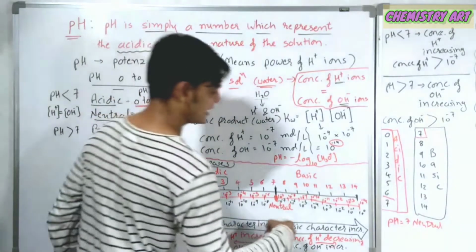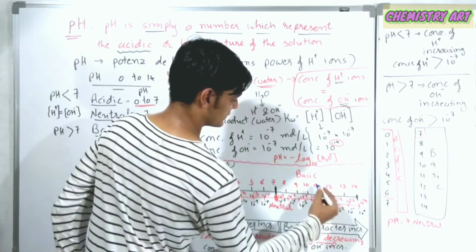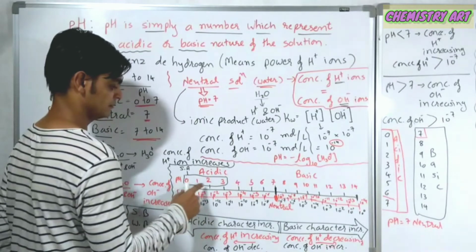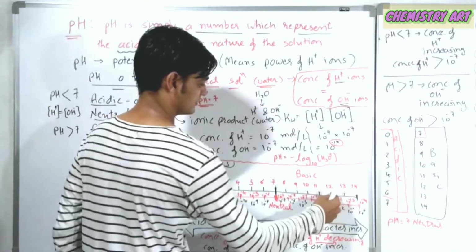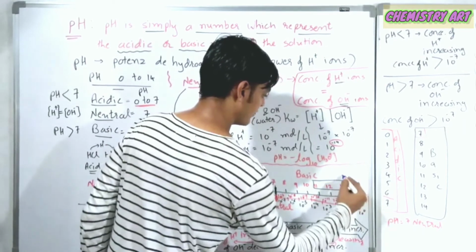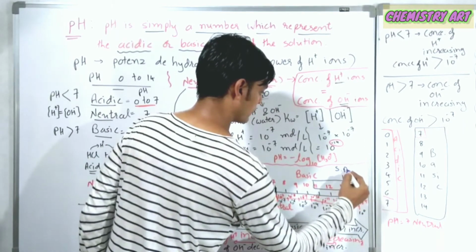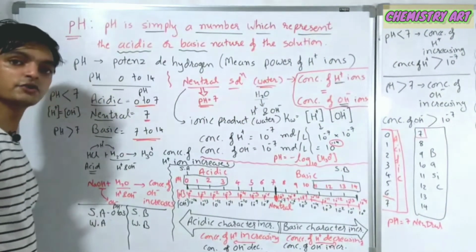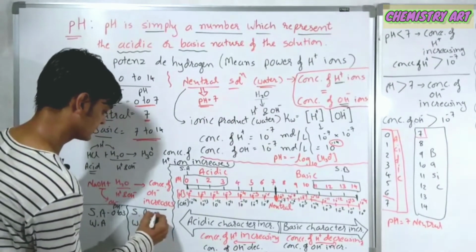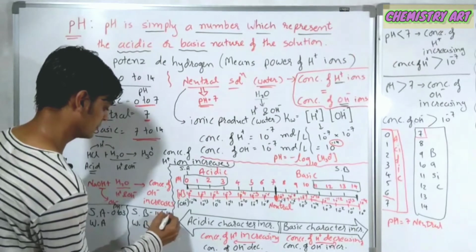Just like that, in base, if the pH is 11 to 14, just like that here 1, 2, 3, it is the strong base. So here let me write, pH is 11 to 14.